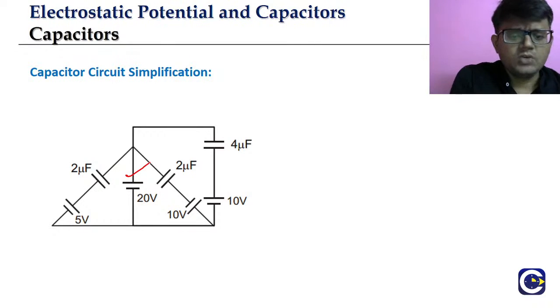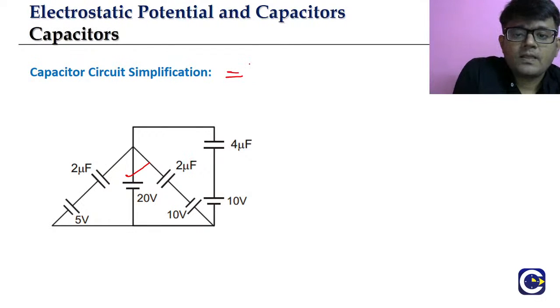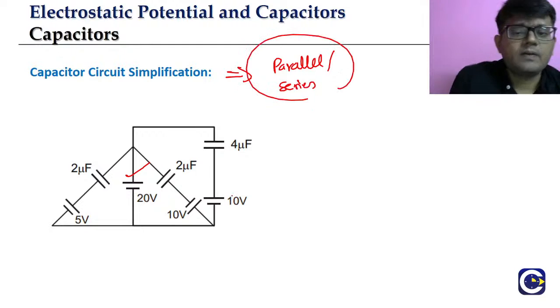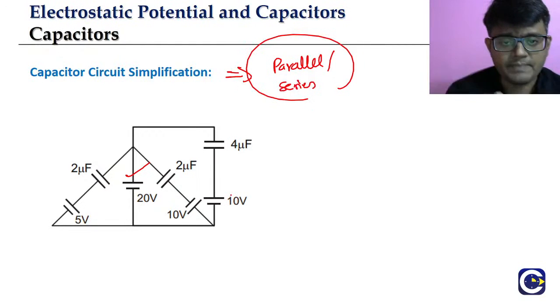Here you cannot say all of them are in series. We can say maybe none of them are actually in series or parallel. We are not able to see any of these arranged in a series or parallel combination. So it is a general circuit. This kind of arrangement is what we will refer to as capacitor circuits, where we cannot identify straight away whether they are parallel or series.